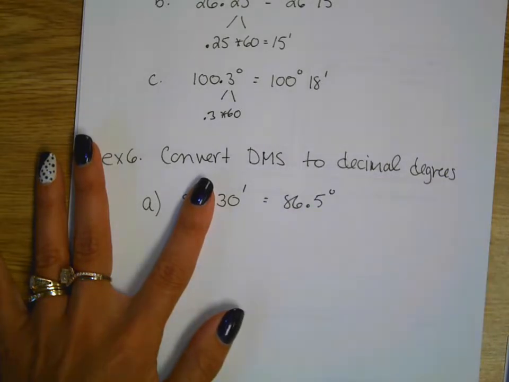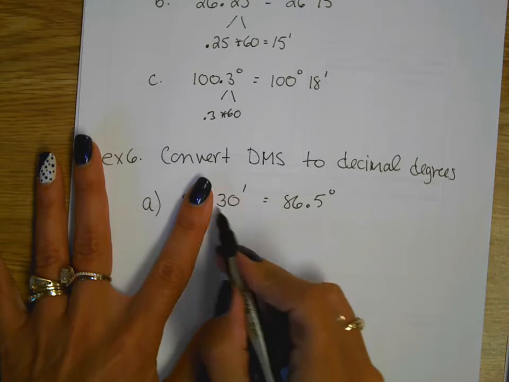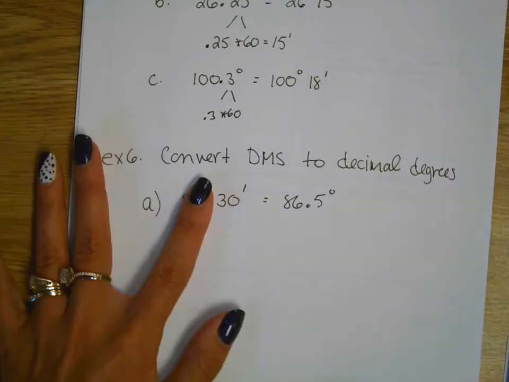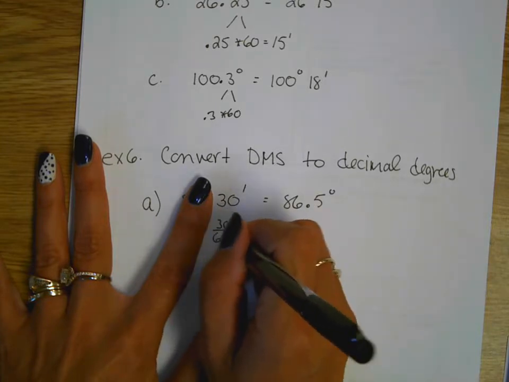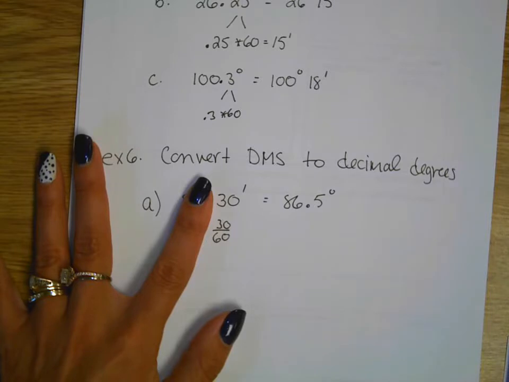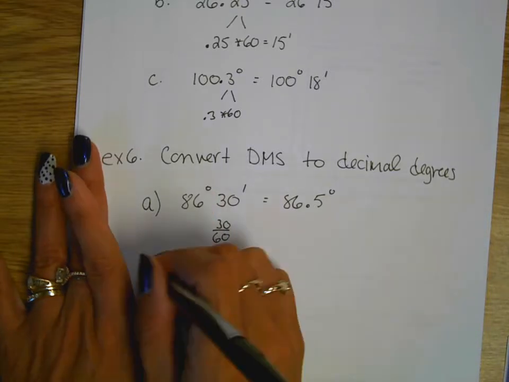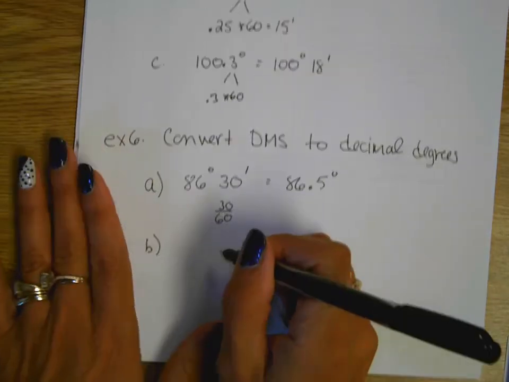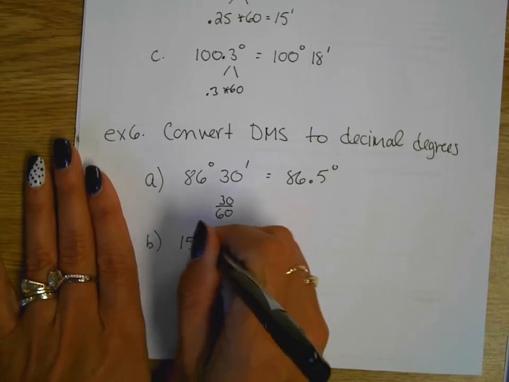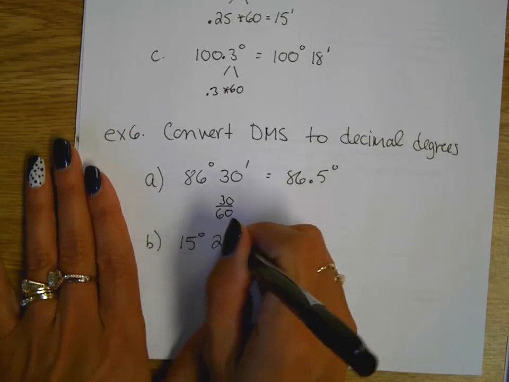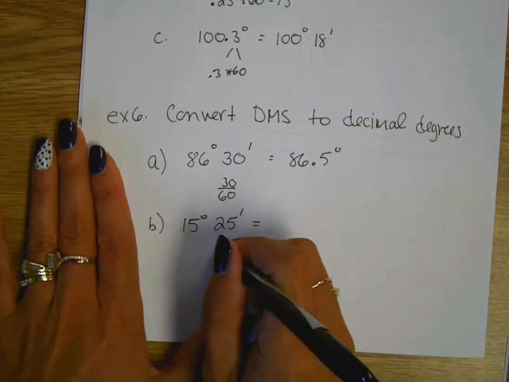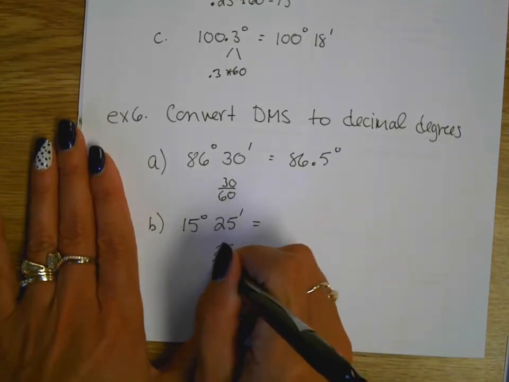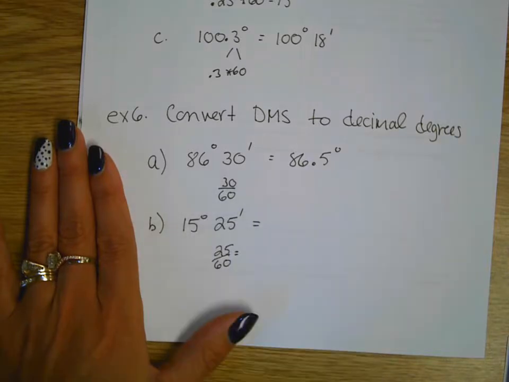Now what's our mathematical process we're going to do when this is not so obvious that it's exactly a half? Take that number and divide it by 60. I've got 30 minutes, and we'll divide by 60 and see what decimal we get. So it's going to be a divide. So if I had 15 degrees, 25 minutes, we need to take 25, divide by 60 to see what decimal that is.